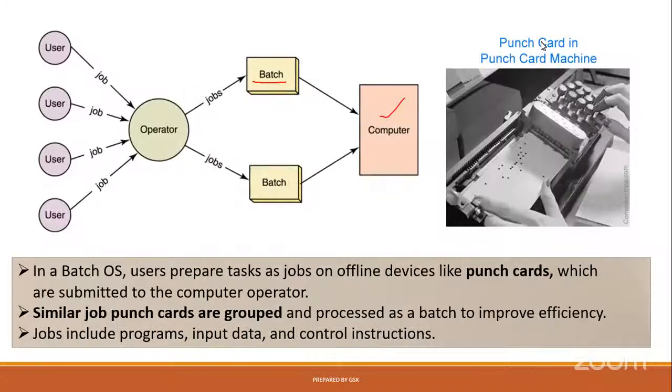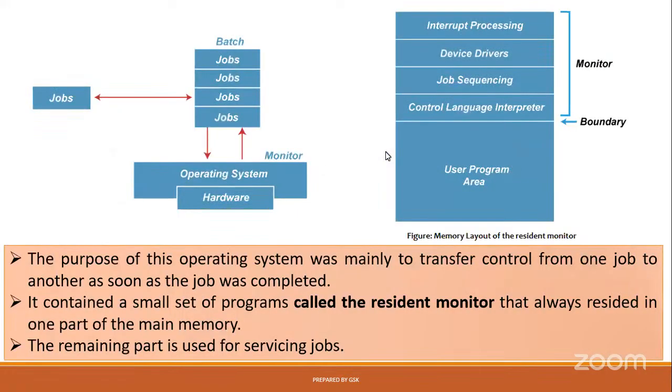Second batch will be assigned to the same computer. Like this, the jobs are submitted to the computer for the execution purpose batch by batch. One batch after execution of batch 1, next batch will be executed, batch 2 and batch 3, and so on. Like that, batch by batch, the jobs will be submitted to the computer for the execution. So this is about batch operating system.